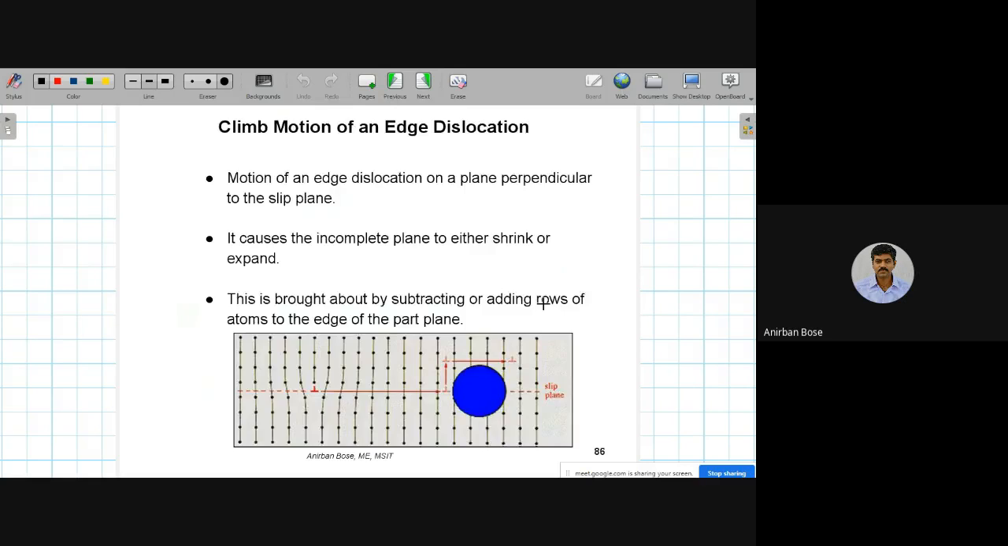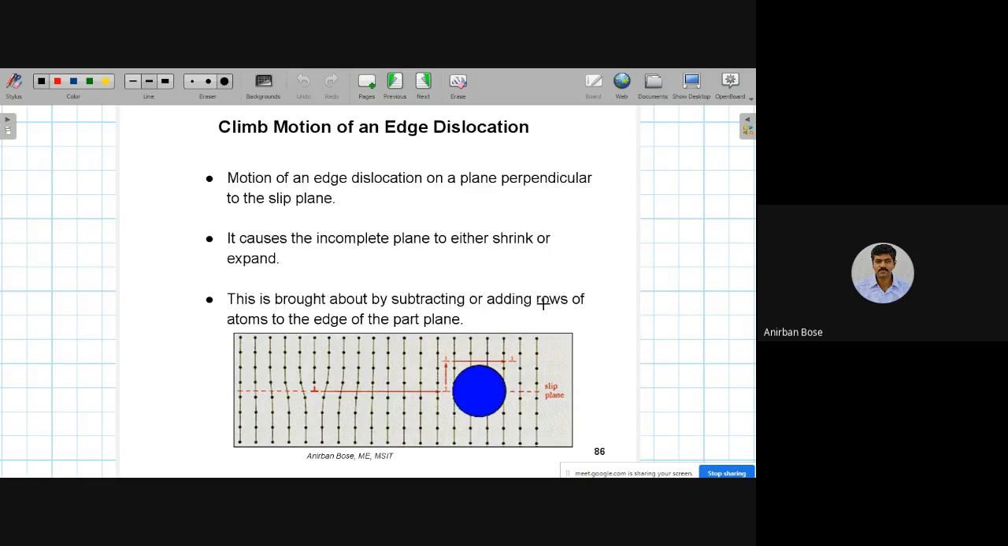So we have seen the slip motion of the different types of dislocations. Now we'll see the climb motion. The climb motion is a motion of the edge dislocation on a plane perpendicular to the slip plane. This is also a very important motion because this is very common.